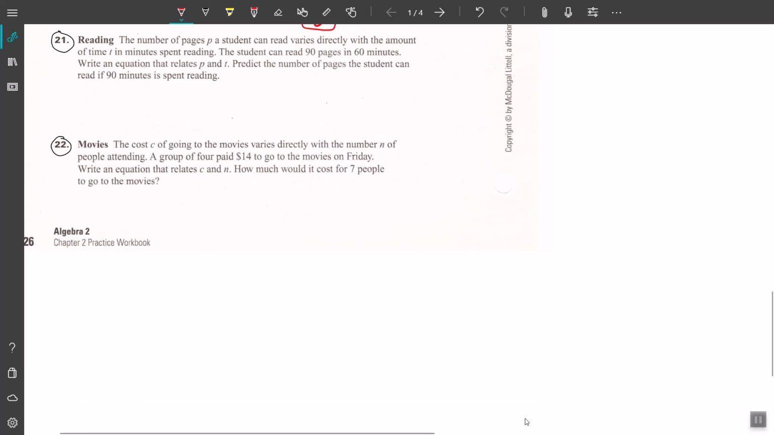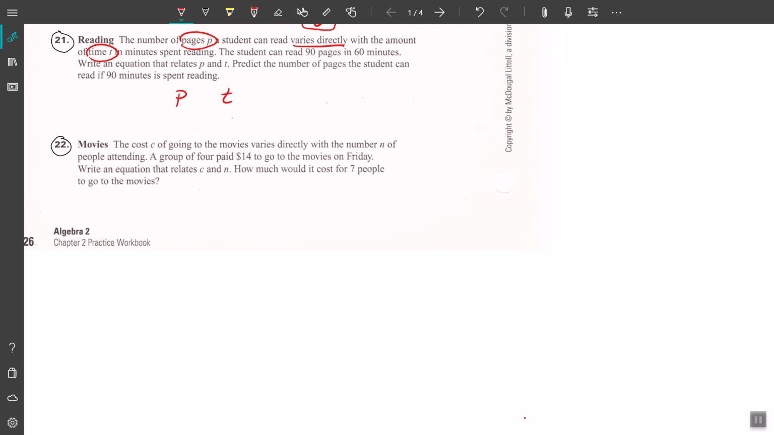Okay, so let's use this idea in a couple of word problems. The number of pages p a student can read varies directly with the amount of time t in minutes spent reading. So p, the number of pages, is going to vary with the amount of time you're allowed to read. That makes sense. The more time you read, the more pages you're going to read. So they vary directly. So we know p is going to vary directly with t. We're just going to write those down in that order.